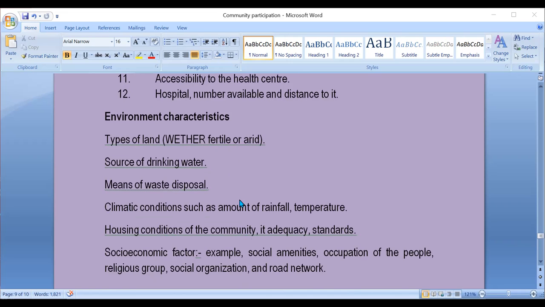Then it's going to look at environmental characteristics, types of land that are found in that place, whether it's fertile or arid. So it's going to provide information on the sources of water these people are using, the means of waste disposal, the climatic conditions, such as the amount of rainfall they have there and the temperature. Also, the housing condition. It could be an urban arrangement or a slum.